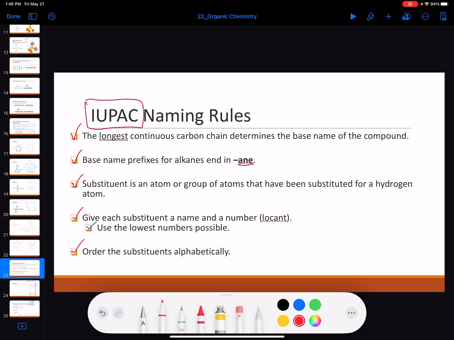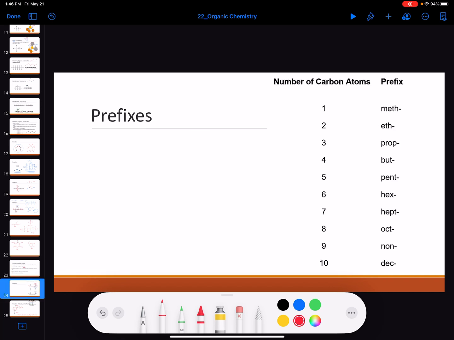Okay, so let's go ahead and look at these prefixes. And unfortunately, this is just one of those things that you have to memorize, right? Or get it tattooed on your bicep or something, because there's no other way to do it. Okay. Now, luckily, starting at 5, these are just easy Greek prefixes.